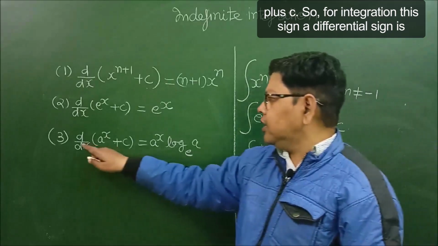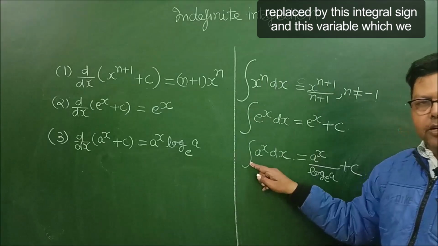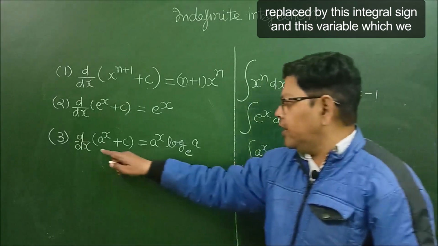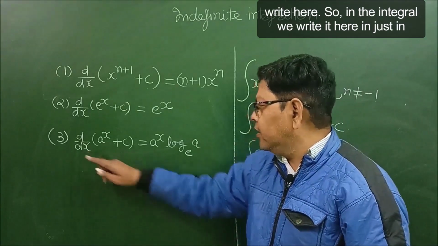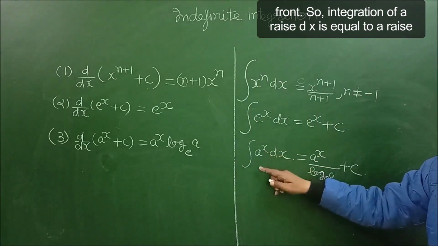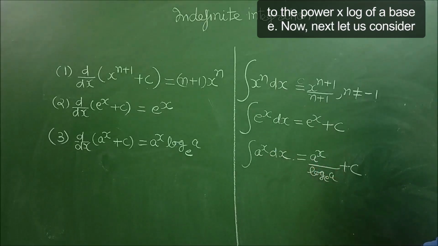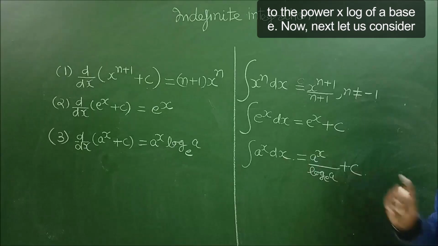So for integration, this differential sign is replaced by this integral sign, and this variable which we write here in the integral, we write it just in front. So integration of a^x dx is equal to a raised to the power x upon log of a base e.